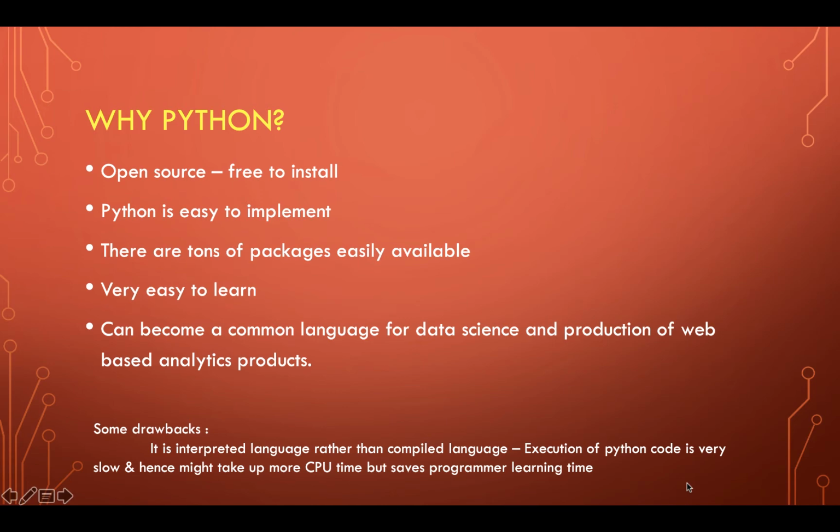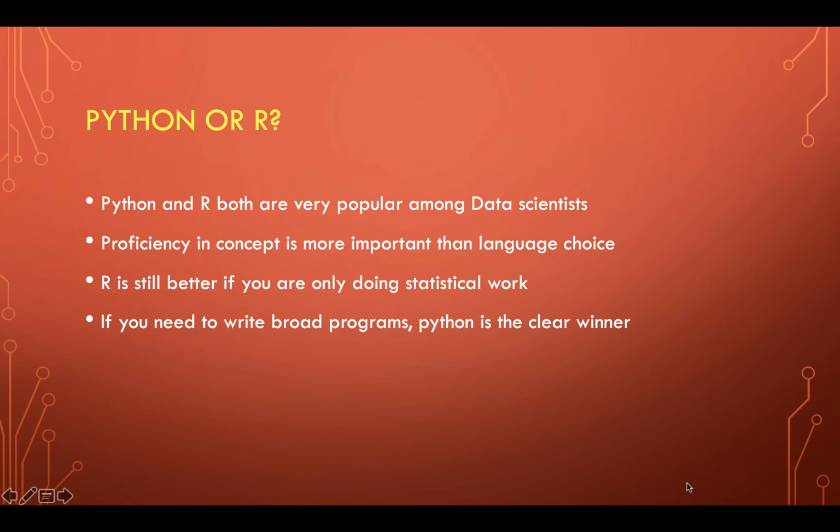When it comes to Python, R is also one of the programming languages. Python and R both are very popular among data scientists. Proficiency in concepts is more important than language choice. R is still better if you are only doing statistical work. If you need to write broad programs, Python is the clear winner.